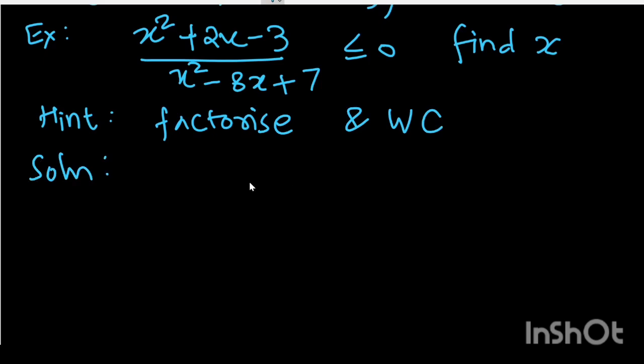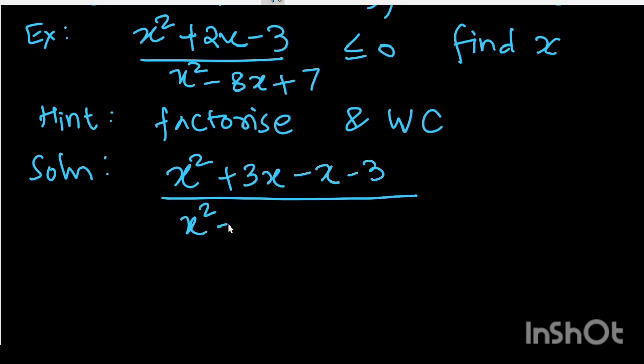x² + 2x - 3 in the numerator. We can factorize it. We can write it as x² + 3x - x - 3. The denominator x² - 8x + 7, 7 into 1, so it can be factorized as x² - 7x - x + 7, less than or equal to 0.